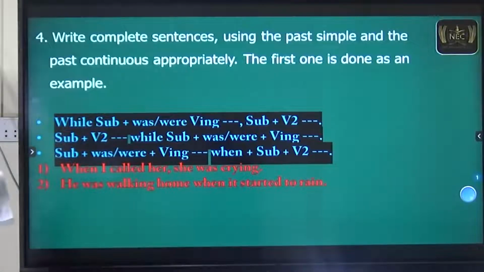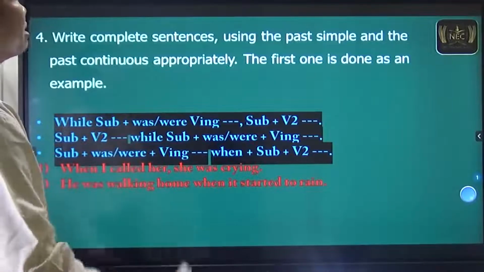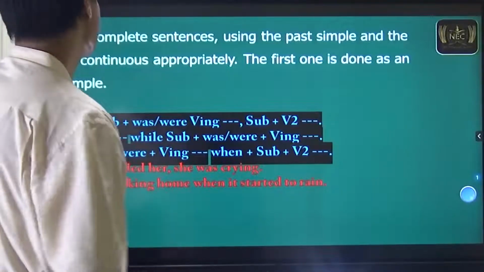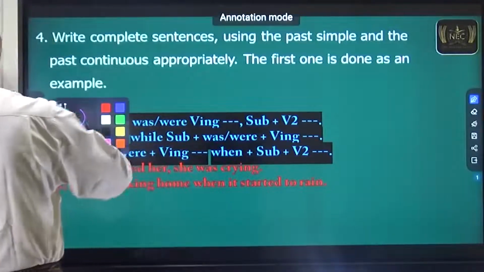Write complete sentences. Isn't it? What are you by using the past simple? Past simple is a builder. I think a lot better for one. Better for one, no?